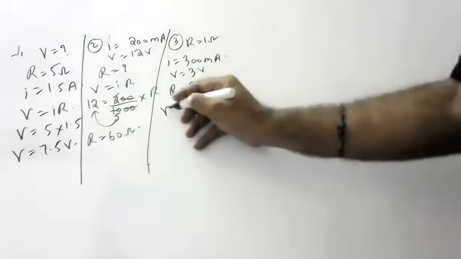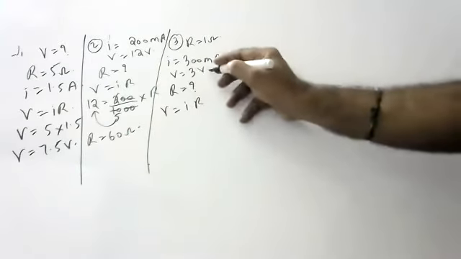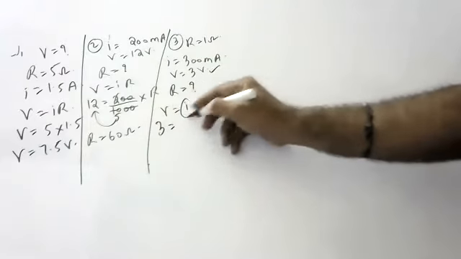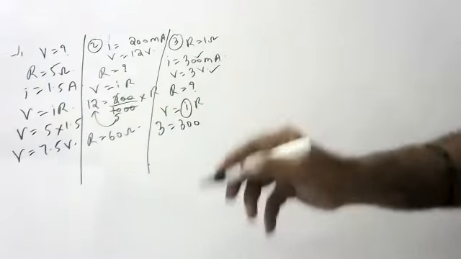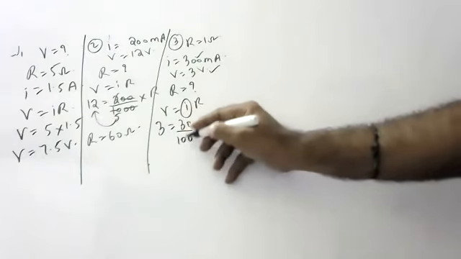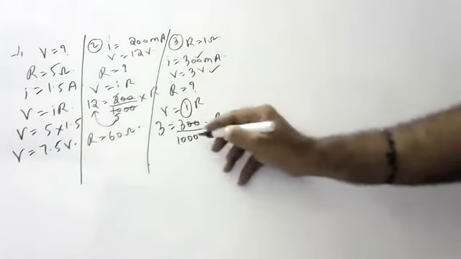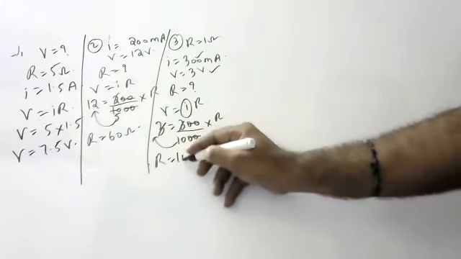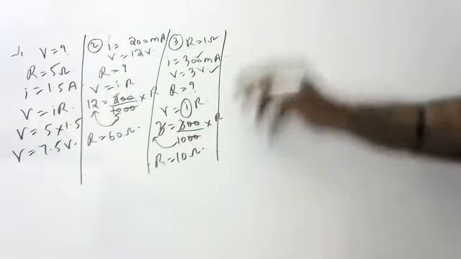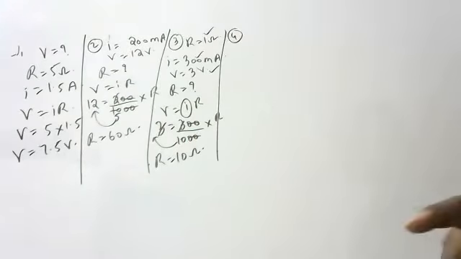So children, V is equal to IR. 3 volts is connected. I is 300 milli, and milli means we divide by 1000, into R. This and this cancel. 10 will go here. The answer is 10 ohms when it is glowing. Actually it is 1 ohm when it is not glowing, and 10 ohms when it is glowing.